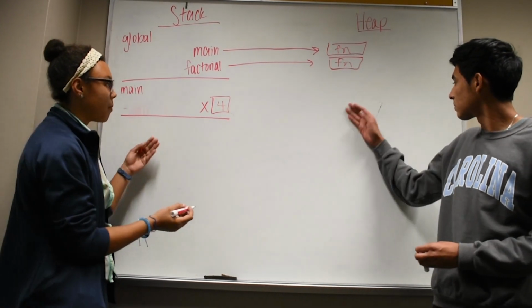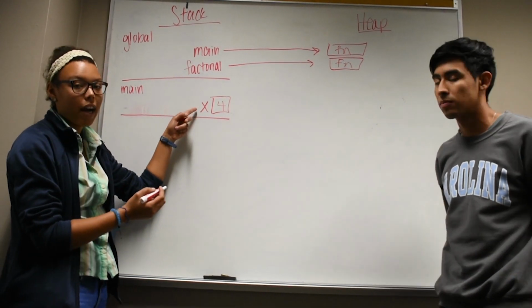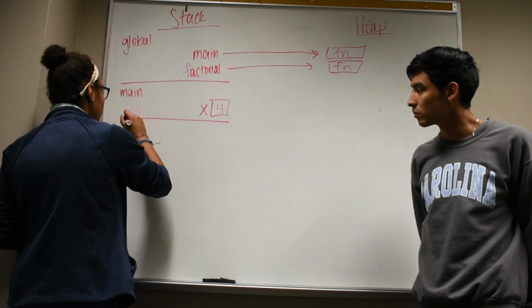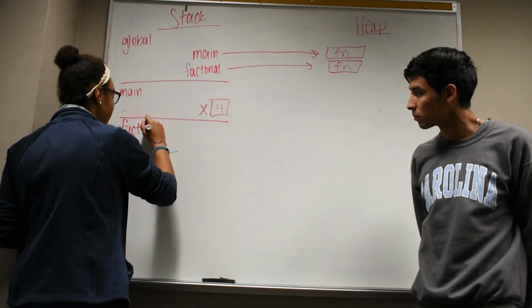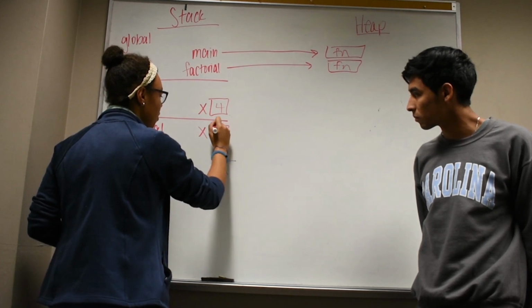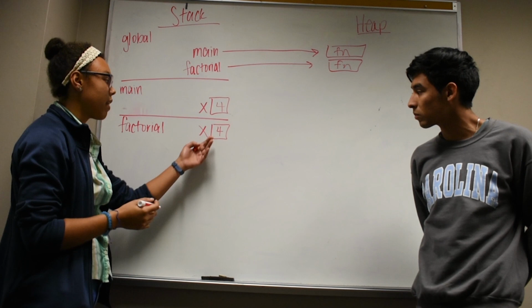So in code, we have our factorial function that's going to be given our original argument of 4. So we're going to make a new frame on the stack where our x will be 4. And you can see that we're returning factorial of x minus 1.